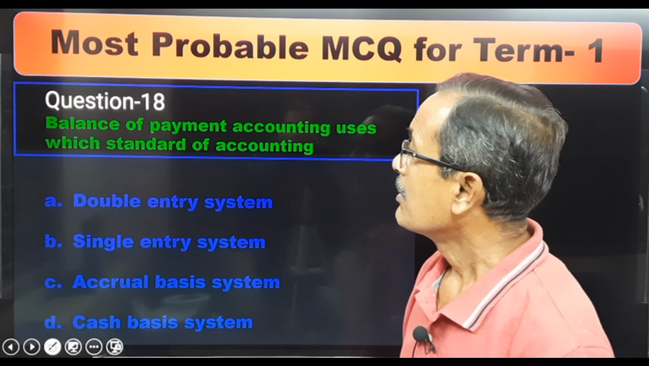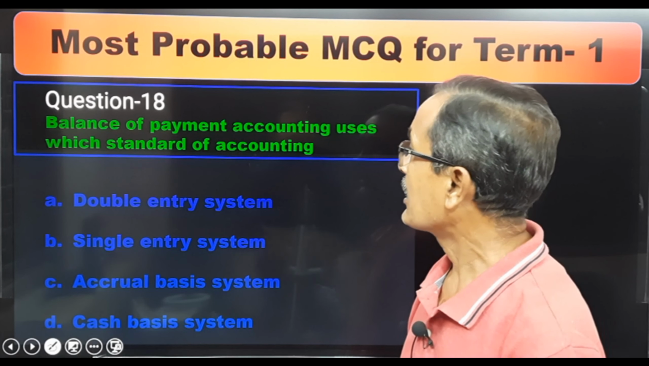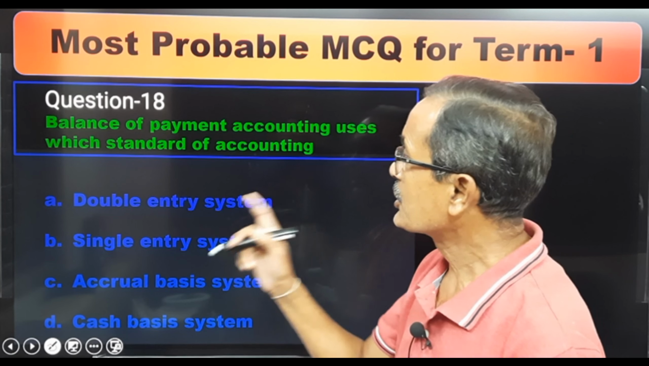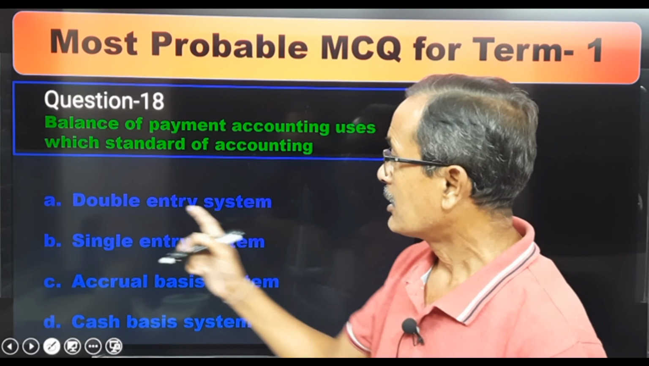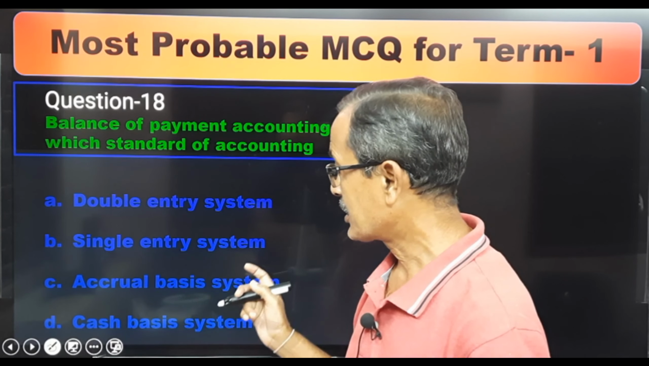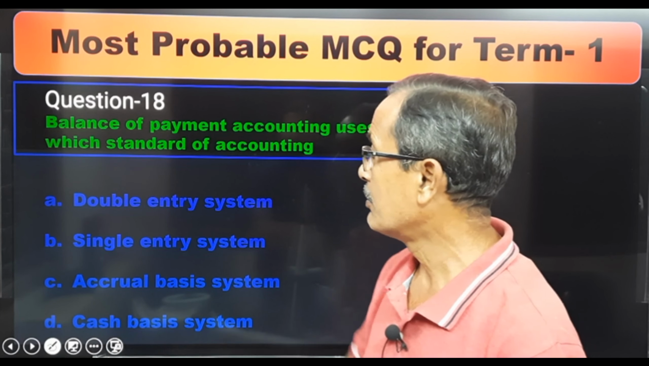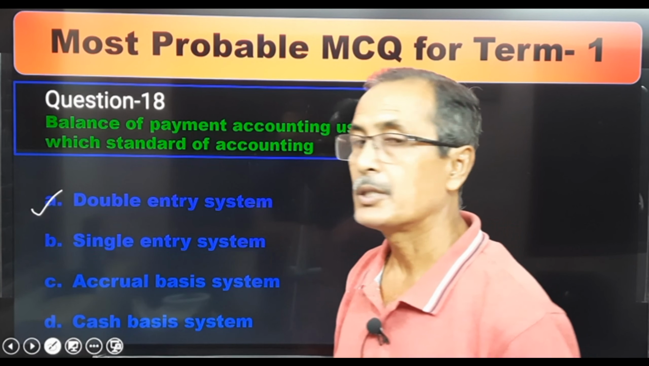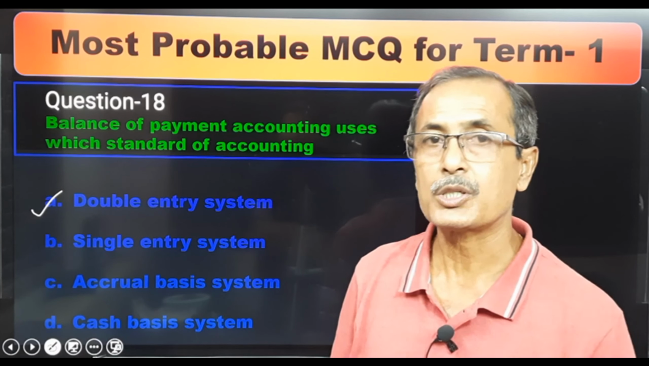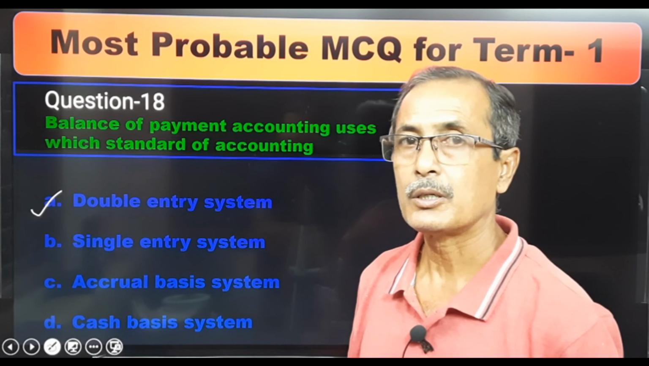Question 18. Balance of payment accounting uses which standard of counting? Double entry system, single entry system, accrual system, or cash basis system? It will be double entry system. That is, you have to make the entry on both sides, debit and credit. That's called double entry system.